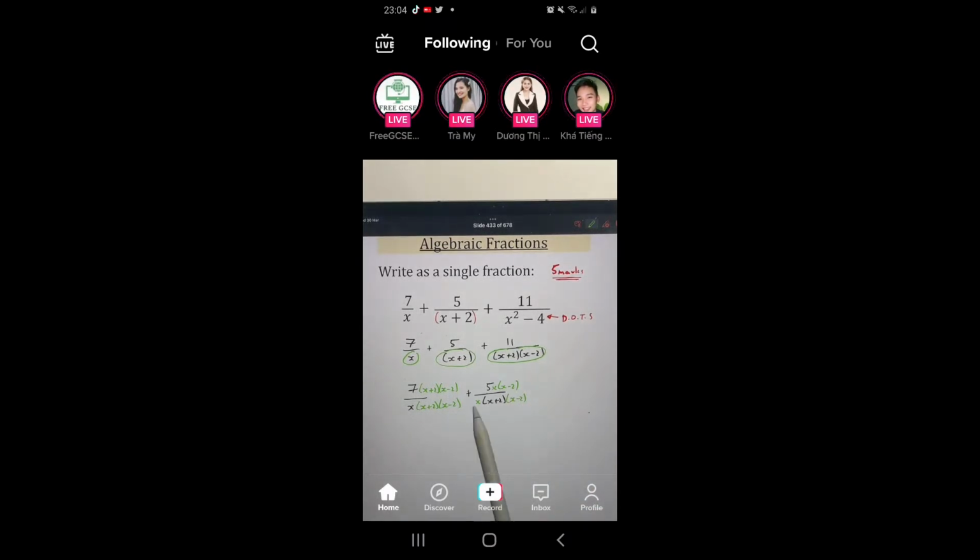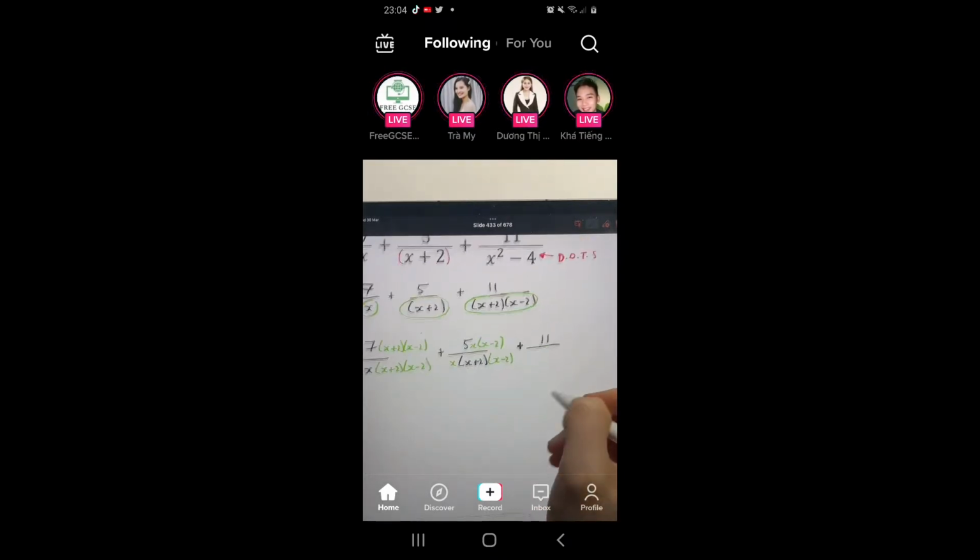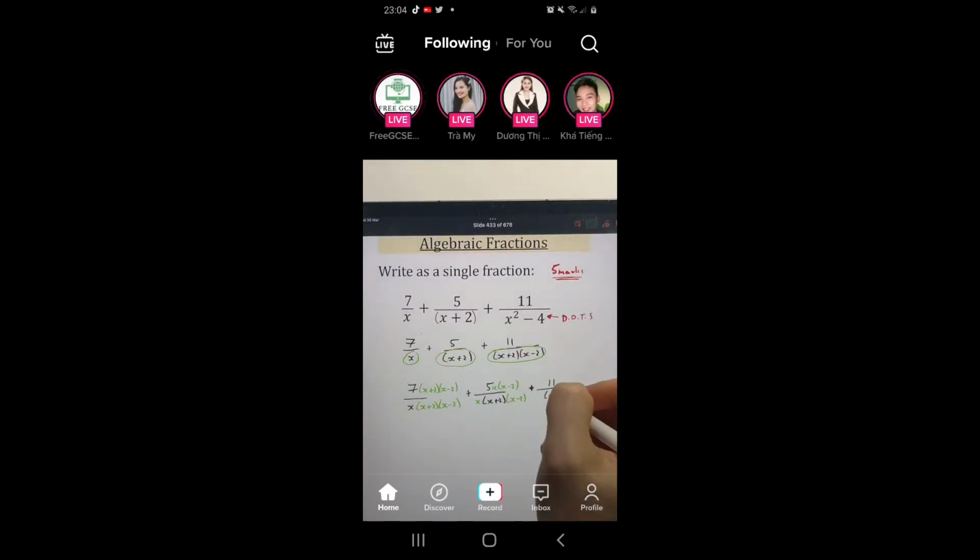If you see a single term, we normally write that at the front. My last fraction, it already had 11 on the top. On the bottom, it had x plus 2 times x minus 2. What do I want it to have? Again, I want it to have x multiplied by x plus 2, x minus 2. Hence, it's missing x. So I need to multiply the top and bottom by x.